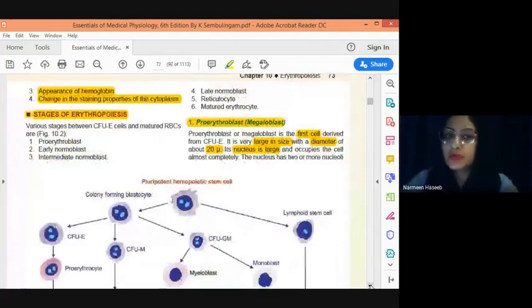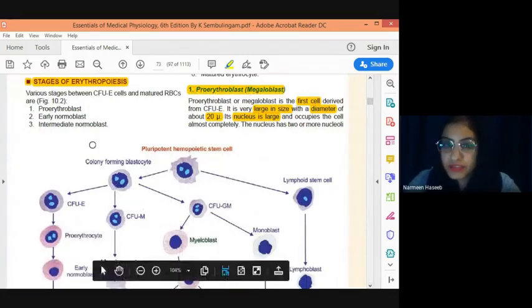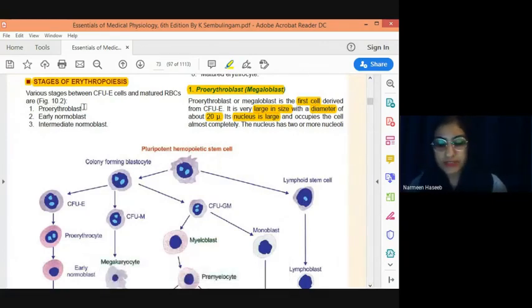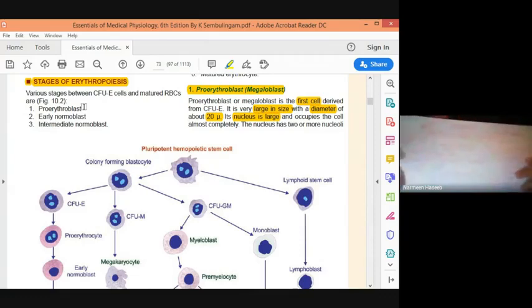For that, we need to know these stages of erythropoiesis. There are 6 important stages of erythropoiesis, which are proerythroblast, early normoblast, intermediate normoblast, late normoblast, reticulocyte, and mature erythrocyte. For your understanding, I've made a short note and I want all of you to make these notes as well. I just hope you can see it from my camera. I have made this flow chart, in which there are different stages of erythropoiesis, and at the sides I have written the important points of all these stages.